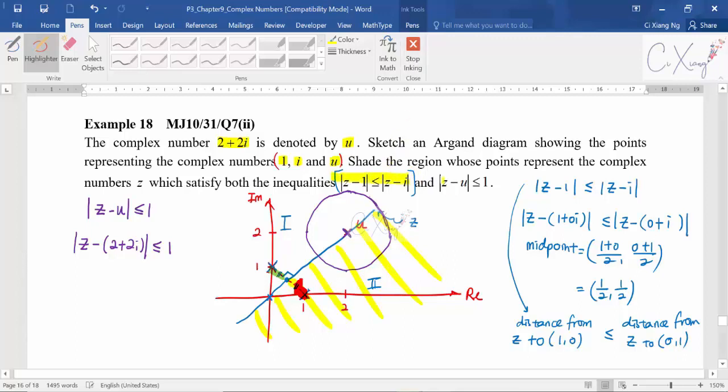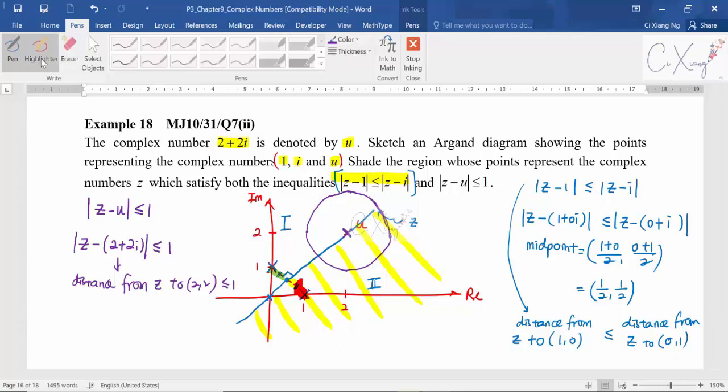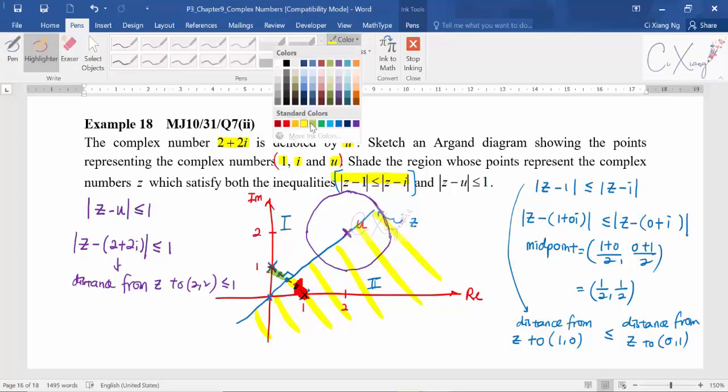And after that, you look for the second inequality. They said the modulus of Z minus the complex number is smaller than or equal to 1. So that means it is a circle and they want the distance to be smaller than 1. If you don't understand, then maybe I write out the words again. This one means the distance from Z to the point 2, 2 should be smaller than or equal to 1. On the line itself it equals 1. They want it to be smaller, so you need to shade the area inside the circle.